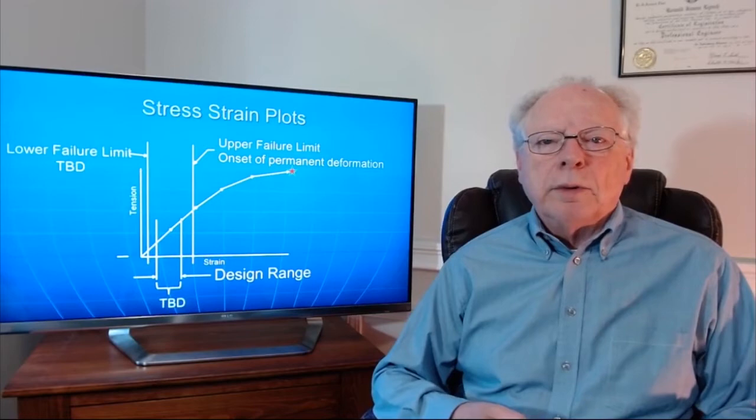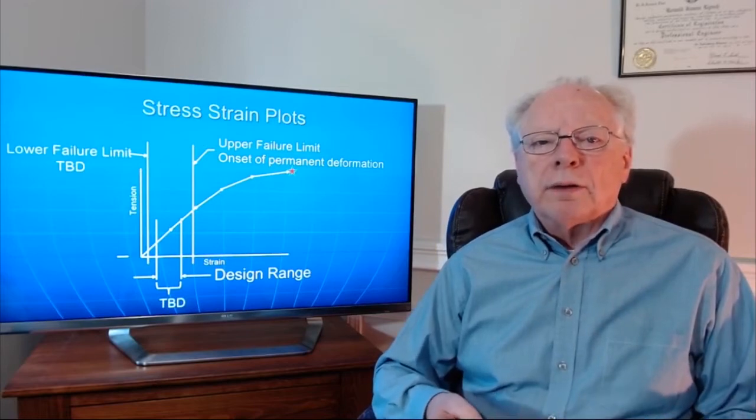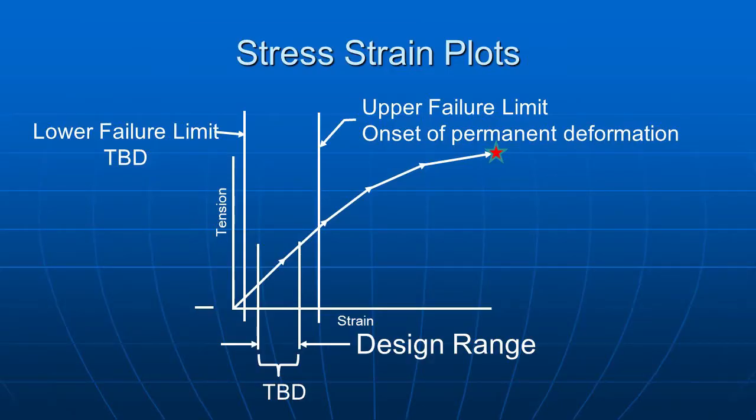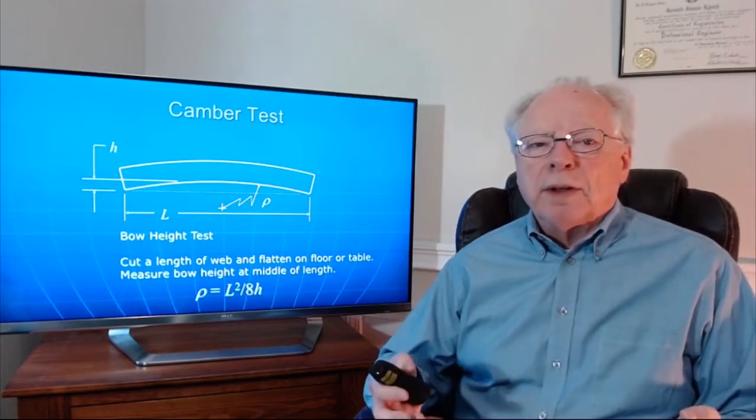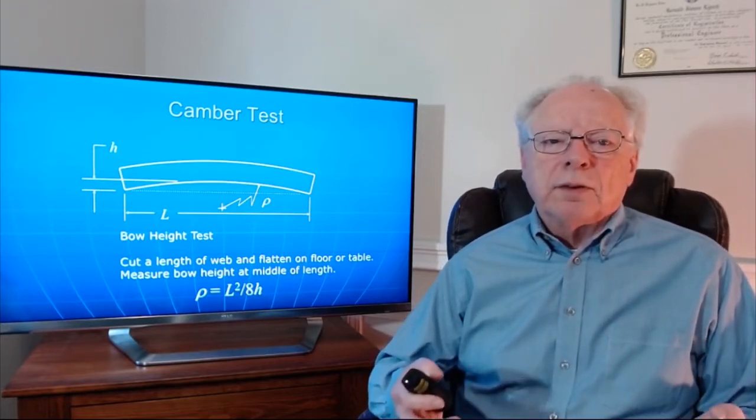If we take all that we have learned so far and put it together, we can pick the upper failure limit. I usually pick something based on significant permanent deformation. You have to decide what is right for your situation. We know there is a lower strain failure limit, but we need to do another test to identify that. And between the upper and lower failure limits, there's a design range, and we still must specify that. The next thing we're going to do is a camber test to measure the radius of curvature of the web.